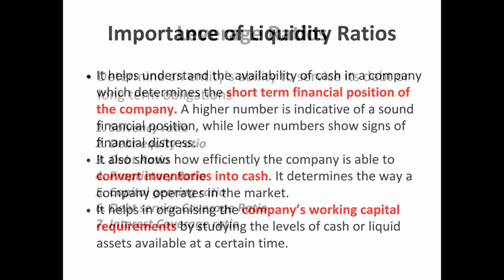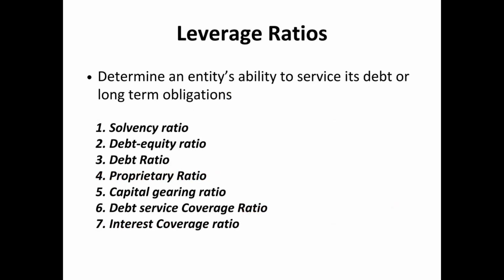Now, let's shift gears and briefly touch on leverage ratios. These ratios tell us about a company's debt. As the slide says, they determine an entity's ability to service its debt or long-term obligations. We have several types: 1. Solvency ratio. 2. Debt equity ratio. 3. Debt ratio. 4. Proprietary ratio. 5. Capital gearing ratio. 6. Debt service coverage ratio. 7. Interest coverage ratios. We won't go into detail on each one right now, but they're all about debt.